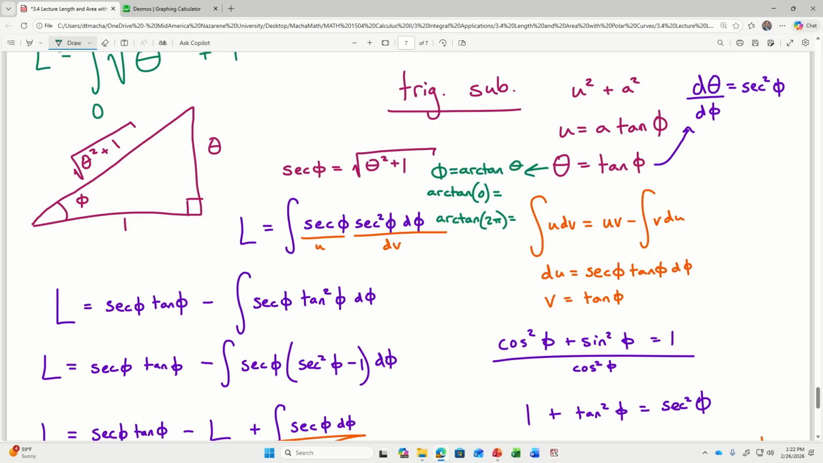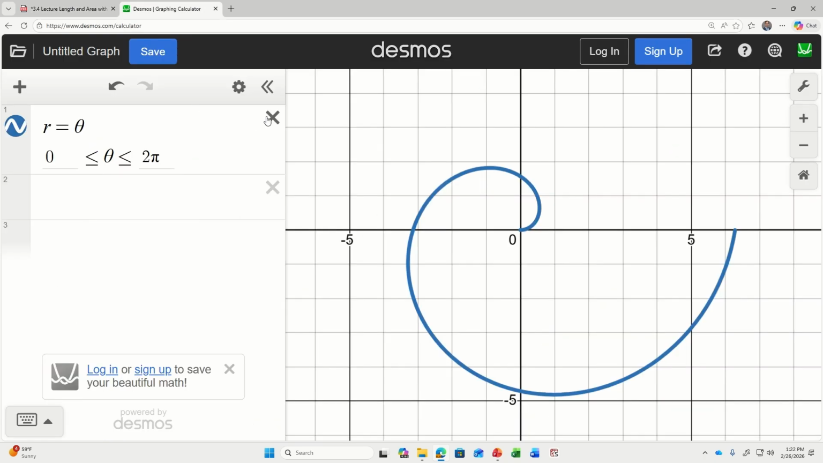By the way, don't worry about the arctangent of 2 pi. That's not a number you should know. But what is the arctangent of 0? That might be a number you know. It's 0. And if you didn't know for sure, I'll just show you the way I think about it.